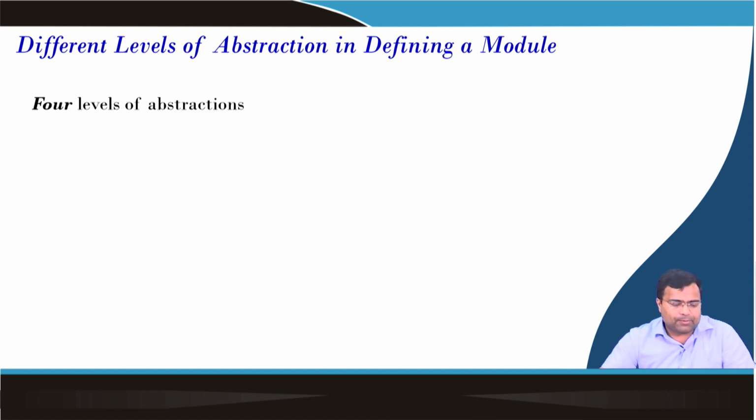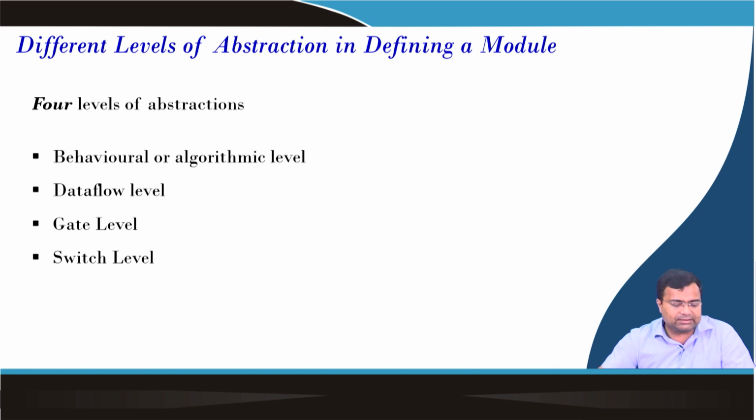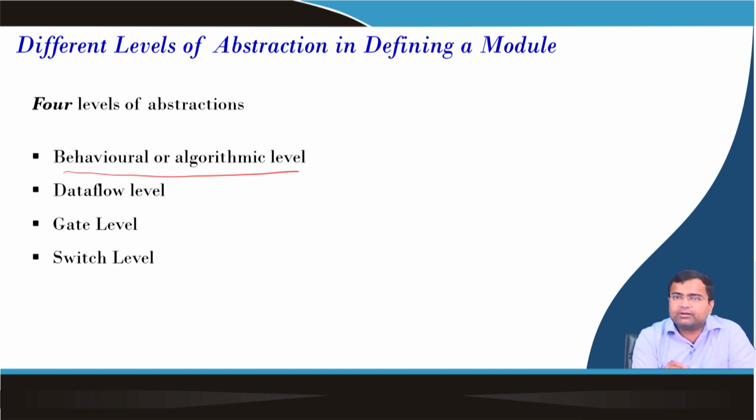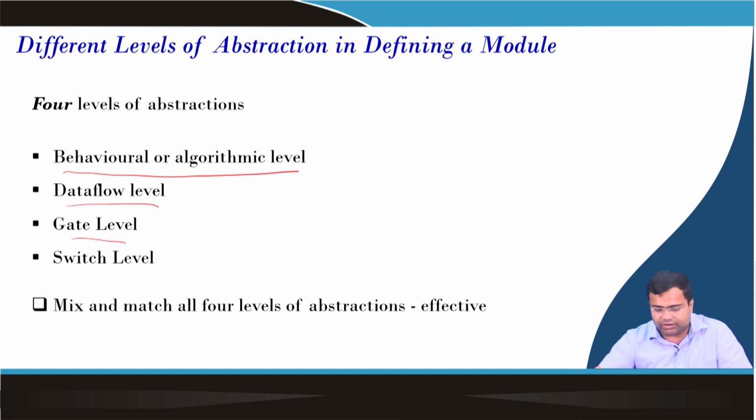Different levels of abstraction. There are 4 levels of abstraction. One is the behavioral model, which is the very top level, and we will discuss it in detail in other subsequent lectures. Data flow modeling, gate level and switch level model.